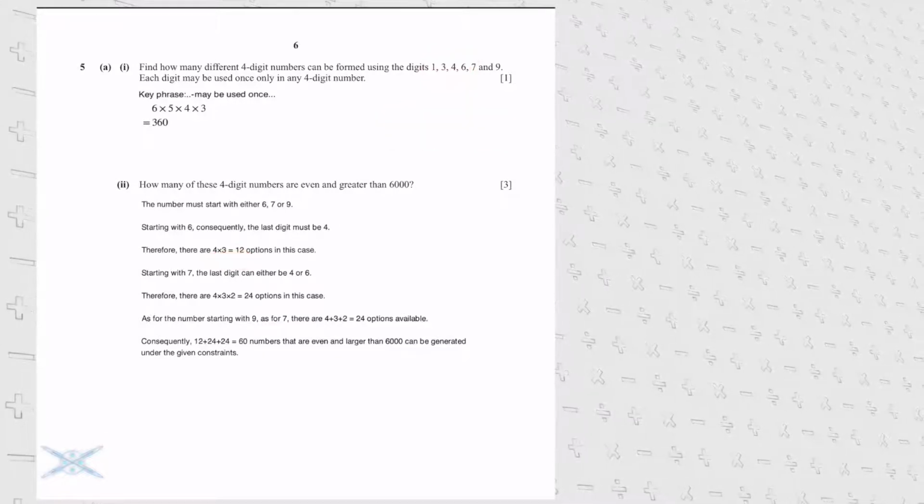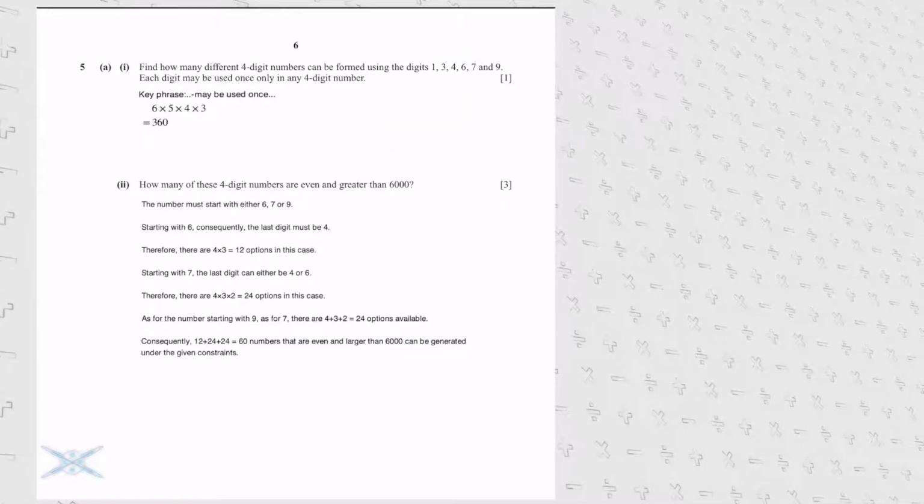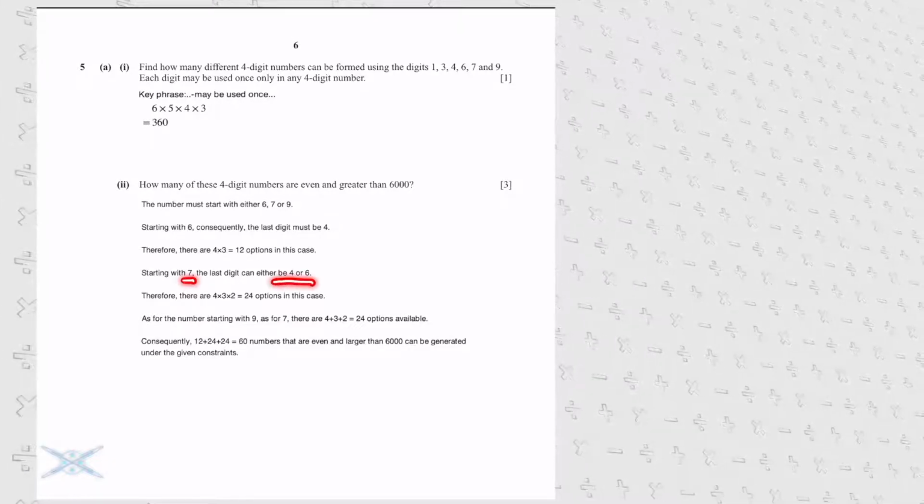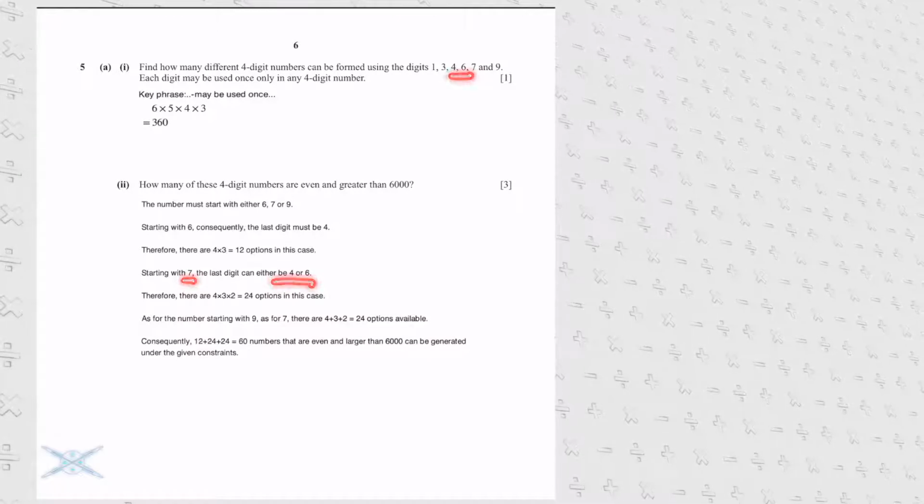From there we need to take a look at our 4-digit numbers that start with 7. In this case, our last digit can either be 4 or 6, since 4 and 6 are even numbers.